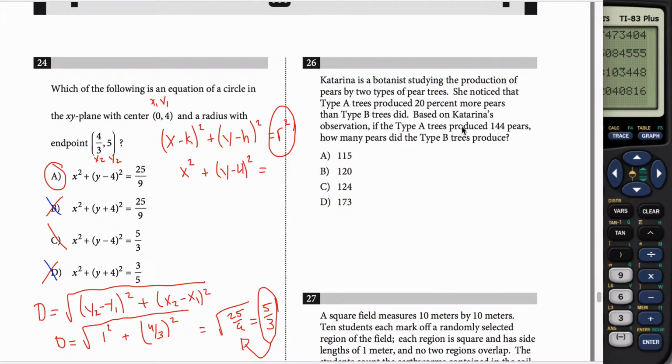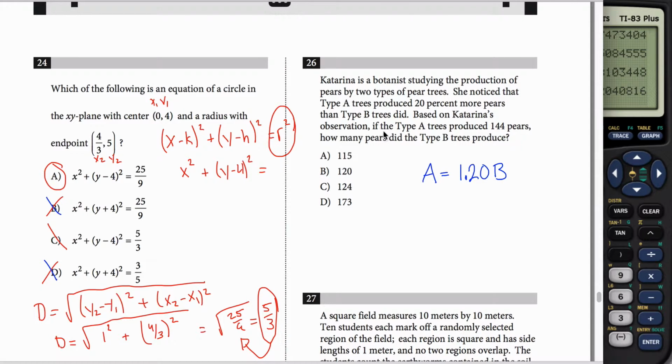26 says, Katrina is a botanist studying the production of pears by two types of pear trees. You can skip that first sentence as you often can in these SAT problems. She noticed that type A trees produce 20% more pears than type B trees did. So type A produced 20% more, so 1.20, than type B. You can make this an equation by writing it like this.